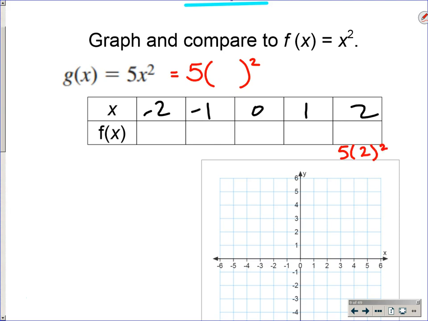PEMDAS. PEMDAS, what do I do first? I don't multiply first. What do I do first, guys? Parentheses with the exponent, right? E before M. That's 5 times. Forget him. That's 2 squared. Got him. So what's 2 squared? 4. Now do your times.